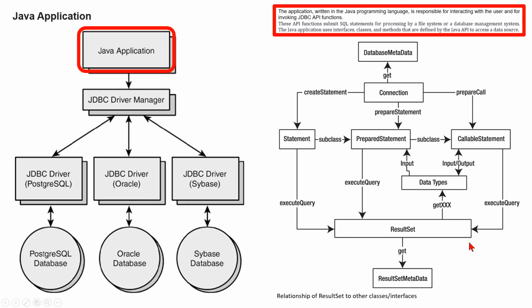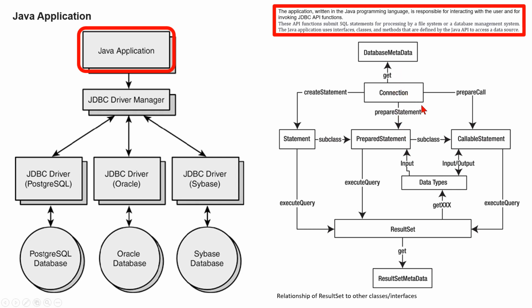Interface ResultSet: a table of data representing a database result set, which is usually generated by executing a statement that queries the database. Interface ResultSetMetaData: an object that can be used to get information about the types and properties of the columns in ResultSet objects.